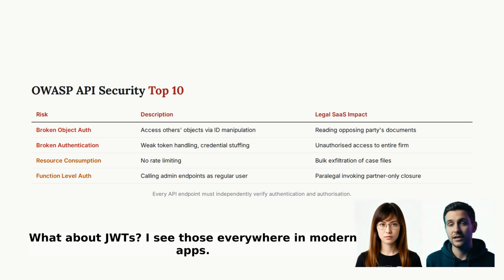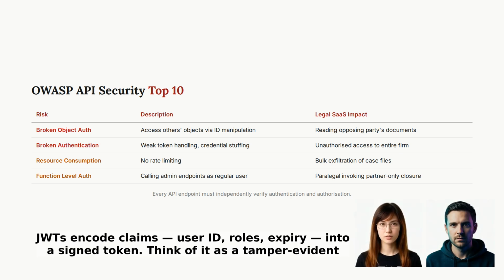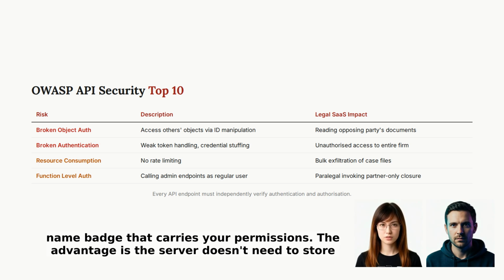What about JWTs? I see those everywhere in modern apps. JWTs encode claims, user ID, roles, expiry, into a signed token. Think of it as a tamper-evident name badge that carries your permissions.